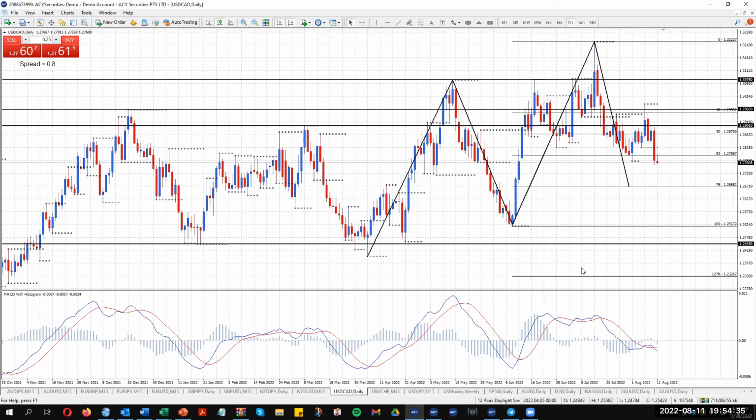All right, dollar Canadian. I've had this on my chart for a good few weeks, looking for this to pull back to the 79% level.